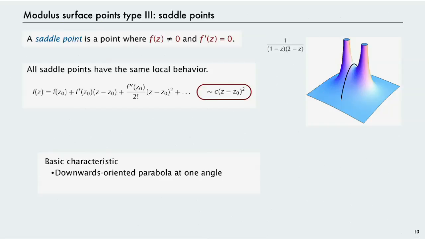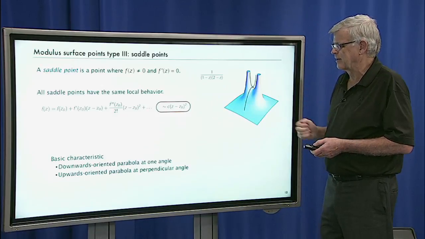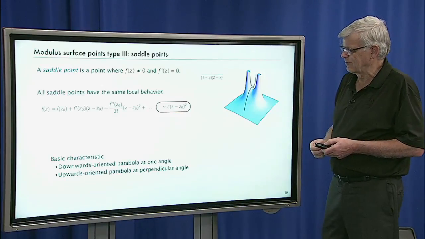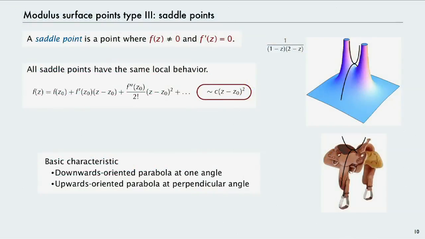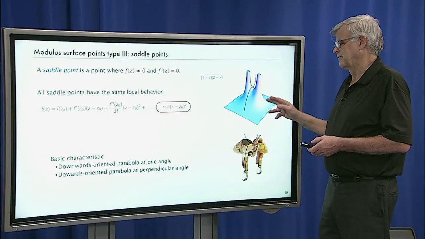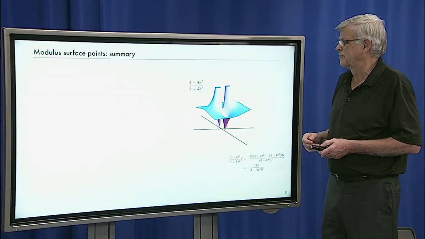So at one angle, there's going to be a downward pointed parabola, and perpendicular to that, there's going to be an upward pointed parabola. If you take cross sections all around, it converts from one to the other, but the behavior is always quadratic. That's the basic characteristic of saddle points, and that's just like a saddle. That's where the name comes from. You've got a downward parabola and an upward parabola. And we're going to take advantage of that key characteristic of saddle points to estimate coefficients in generating functions.